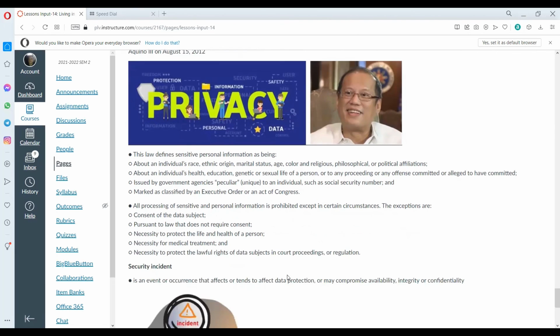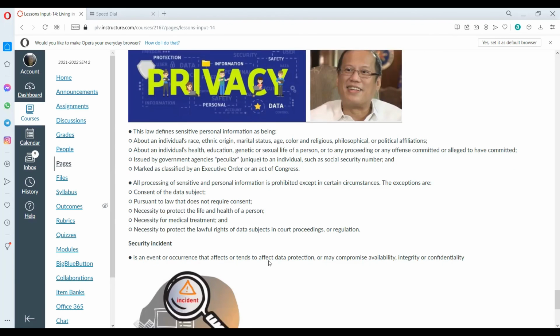This law defines sensitive personal information as being about an individual's race, ethnicity, marital status, age, color, religion, philosophical or political affiliations, about an individual's health, education, genetic or sexual life of a person, or to any proceeding or any offense committed or alleged to have committed, issued by government agencies peculiar or unique to an individual, such as social security number, and marked as classified by an executive order or an act of Congress.